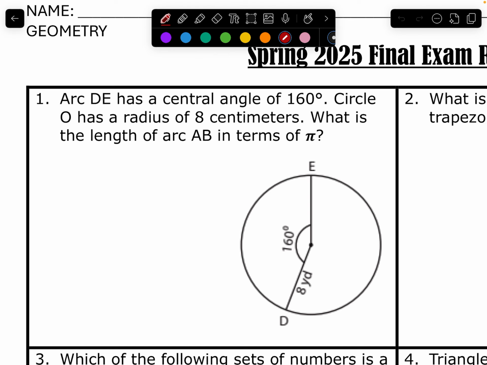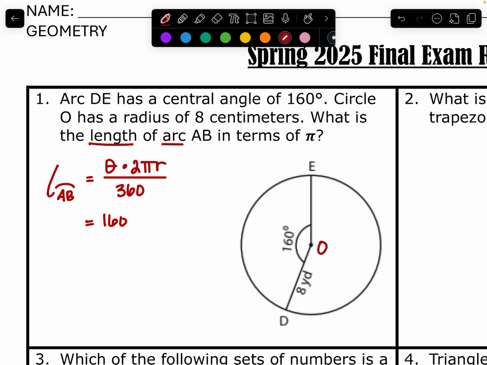Circle O has a radius of 8 centimeters. What is the length of arc AB in terms of pi? So we have the word length and arc, so this is arc length of AB, and that would be theta times 2 pi radius over 360. Or you could use pi times diameter instead of 2 pi r.